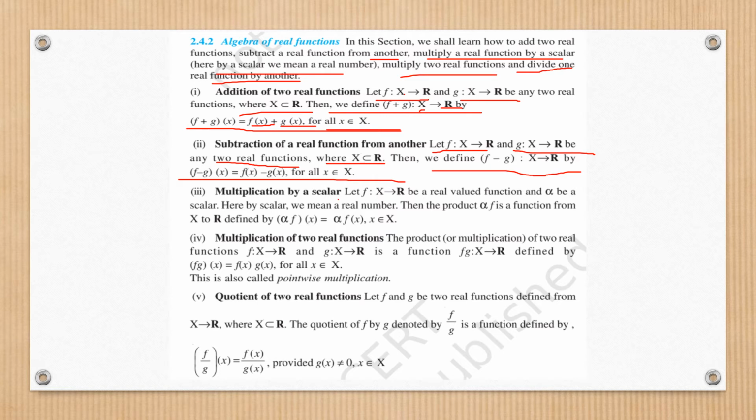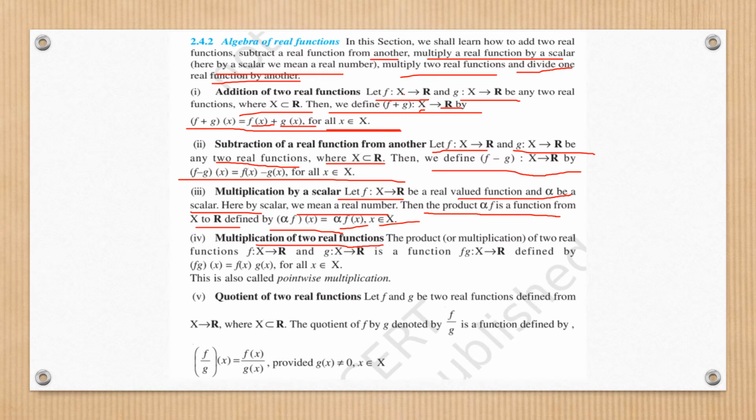Multiplication by a scalar. Let f be a mapping from X to R, a real valued function, and alpha be any scalar, right? By scalar multiplication, we mean we are multiplying with a real number. So the product alpha f will again be a function from X to R, and will be defined as (alpha f)(x) equal to alpha times f(x) for x belongs to X.